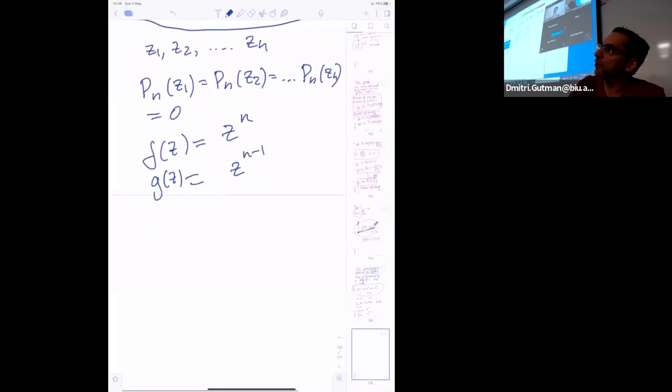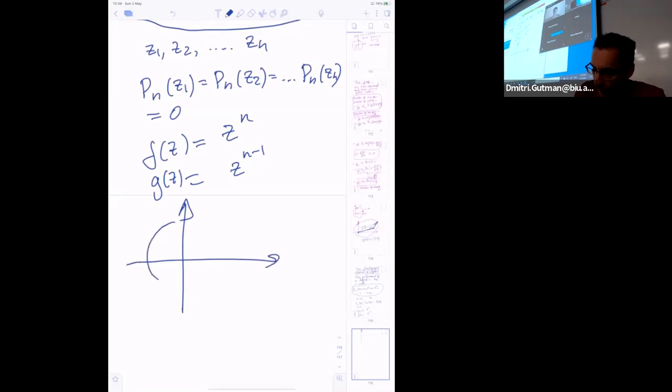So what is the contour that you want to choose? By the unit circle.